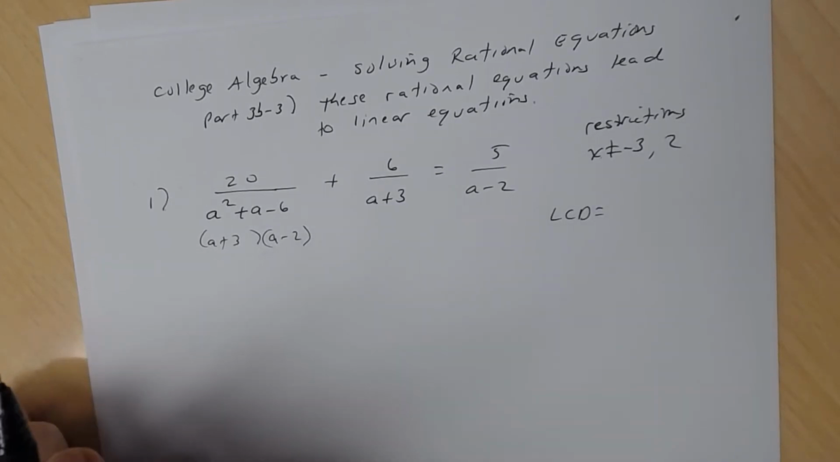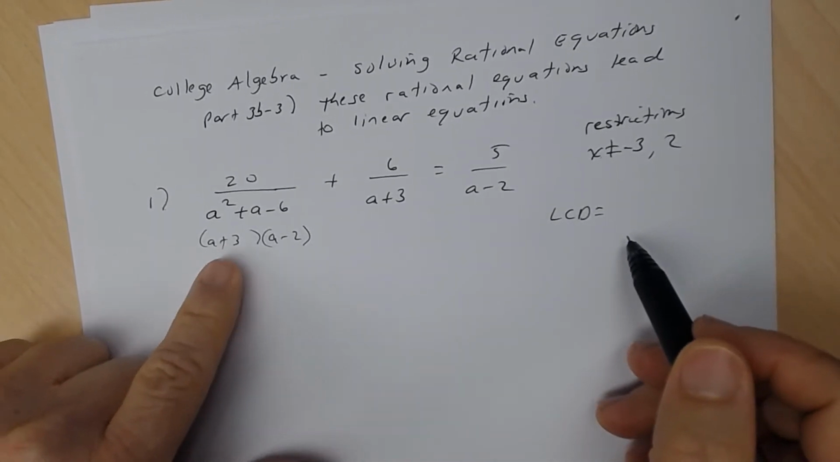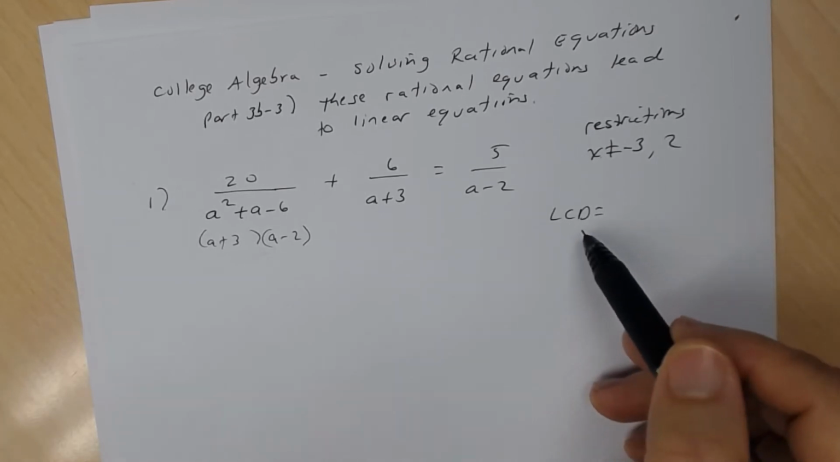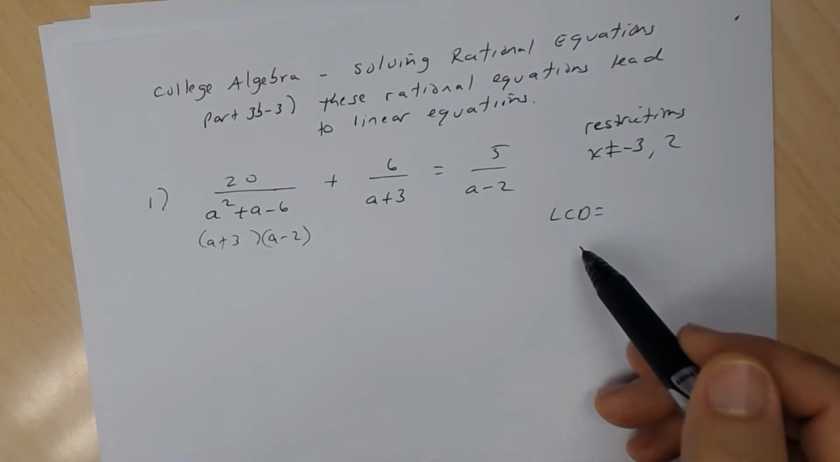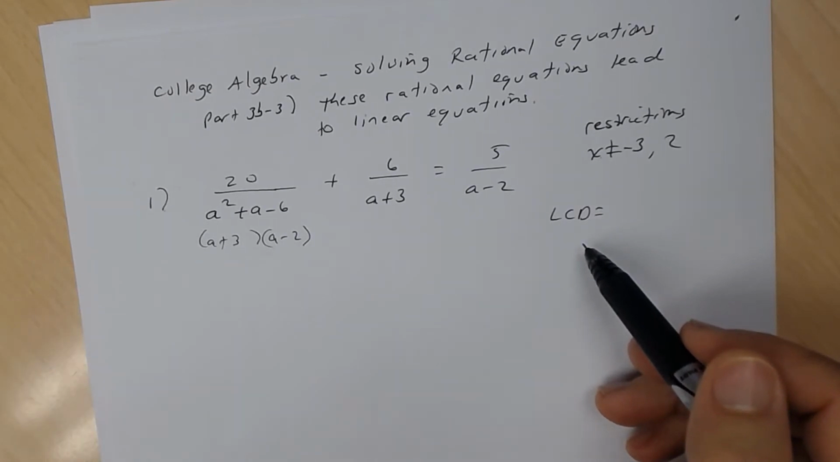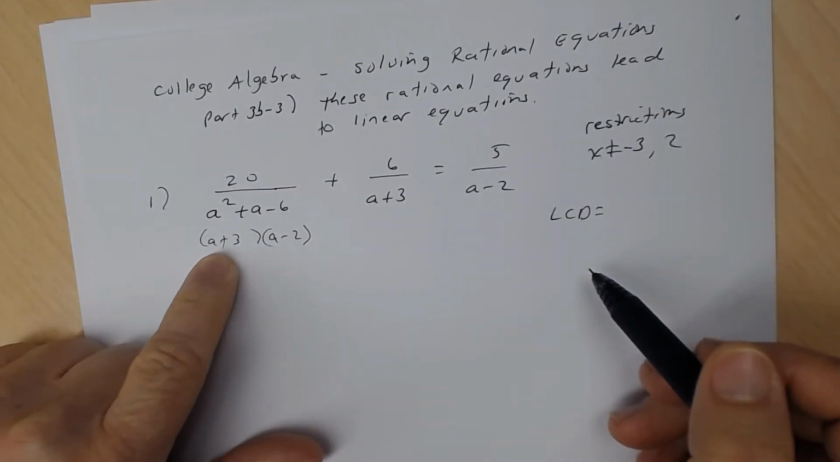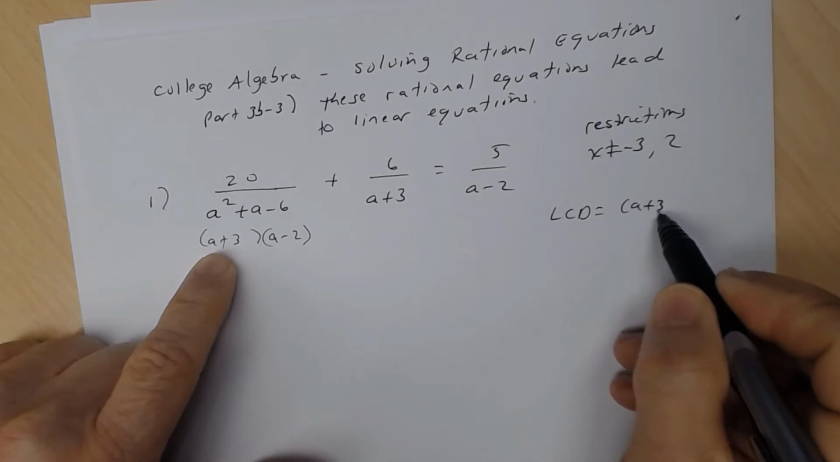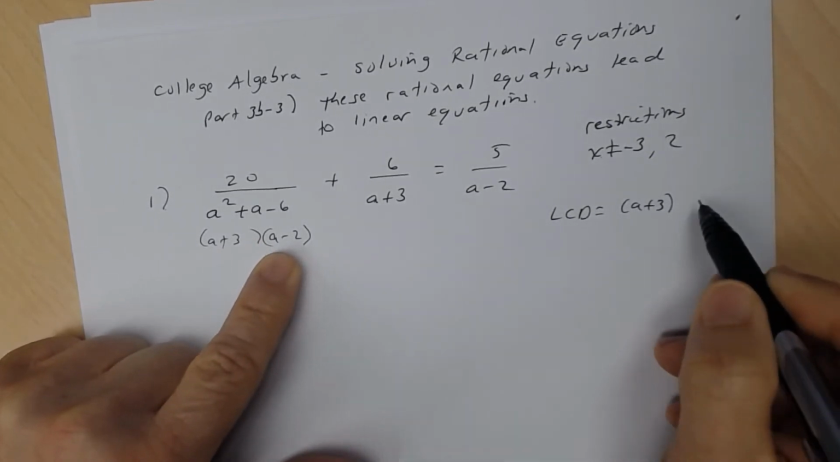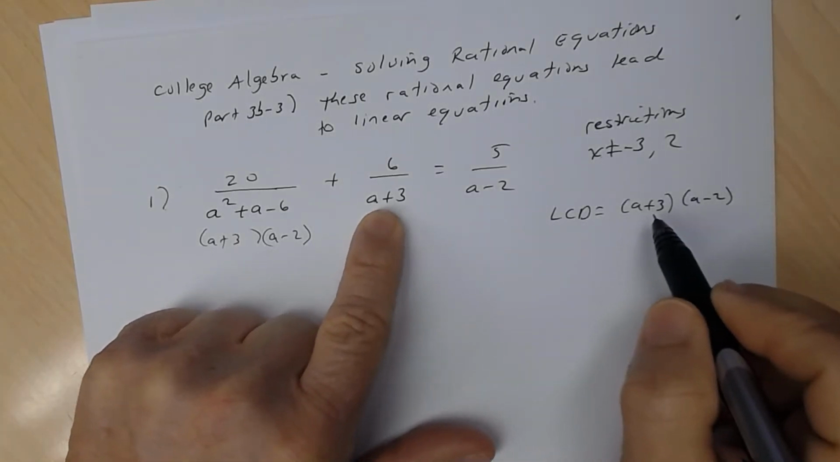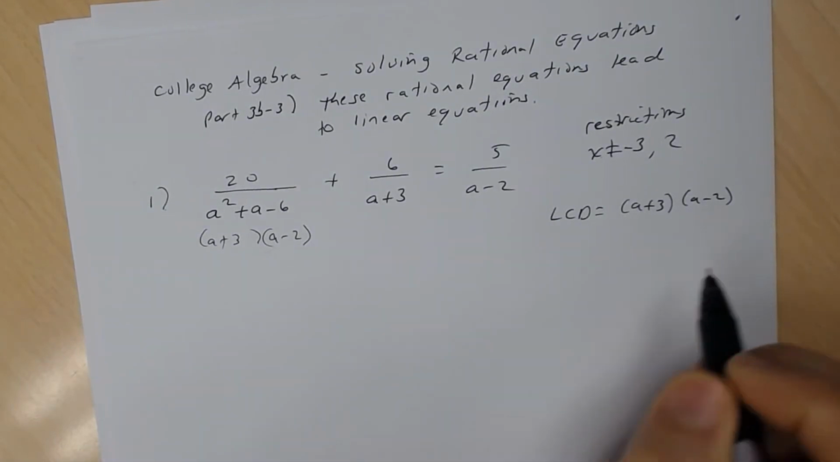Okay, now let's check up at the LCD. The LCD must include every factor you see. Every factor you use. In a previous course, when we talked about LCD, it got a little bit more complicated, but for this, it's not that difficult. So here's a factor, a plus 3. I have to use it. Here's another factor, a minus 2. I have to use it. Now let's go to this one. A plus 3, I already have it. A minus 2, I already have it. You're done. There's the LCD.